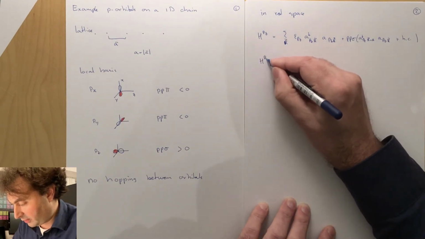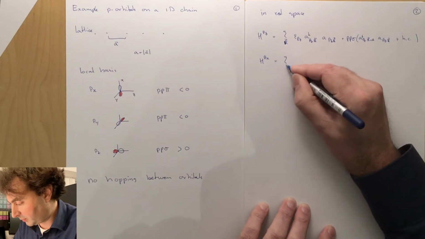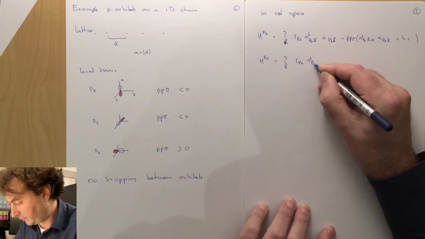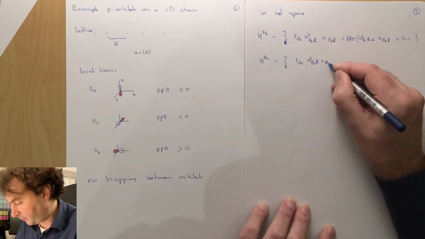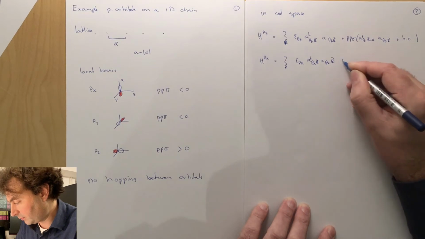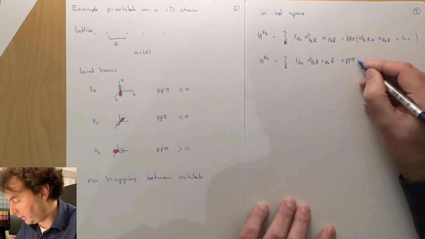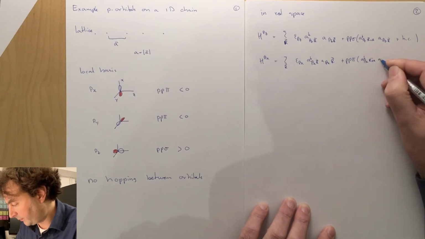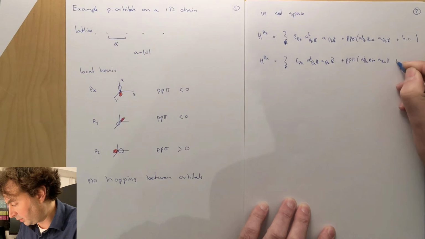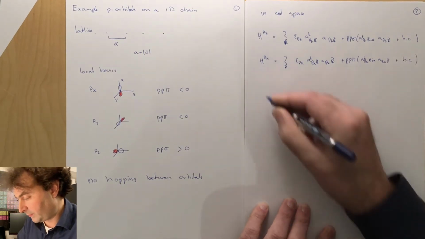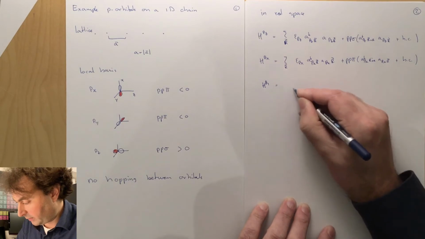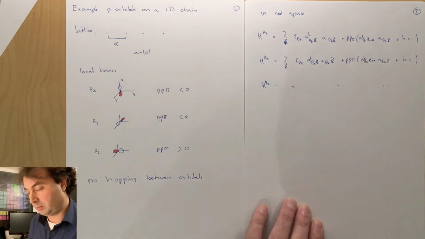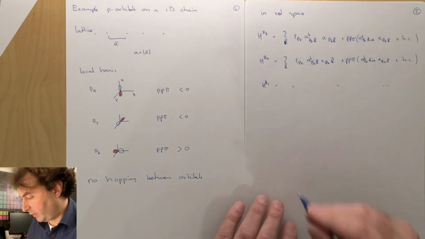And then we have a very similar Hamiltonian for the px orbital, a sum over all lattice sites, epsilon px, a dagger px r, a px r, plus, and now we have pp pi, a dagger px r plus a, a px r, plus the Hermitian conjugate. And for the py, we have just a copy of the px, but of course the index px replaced by the index py.